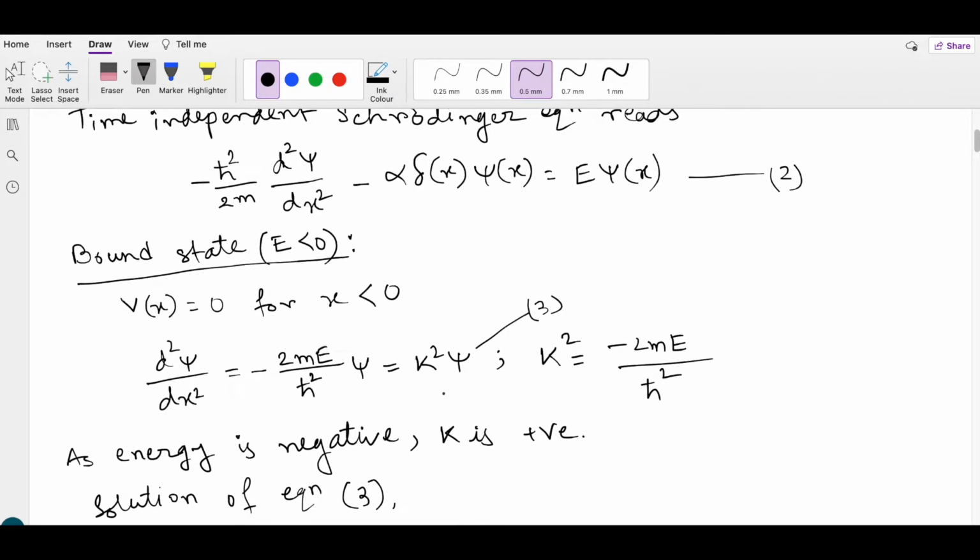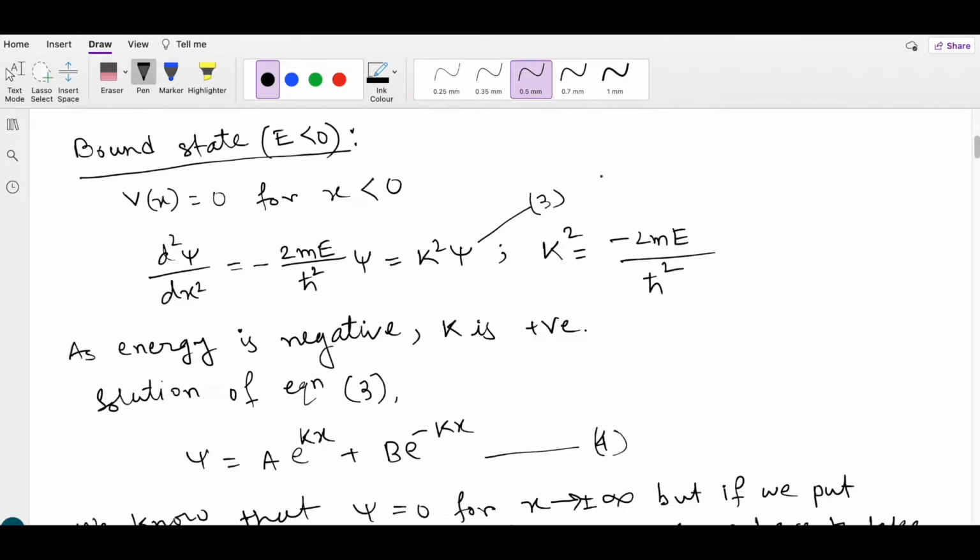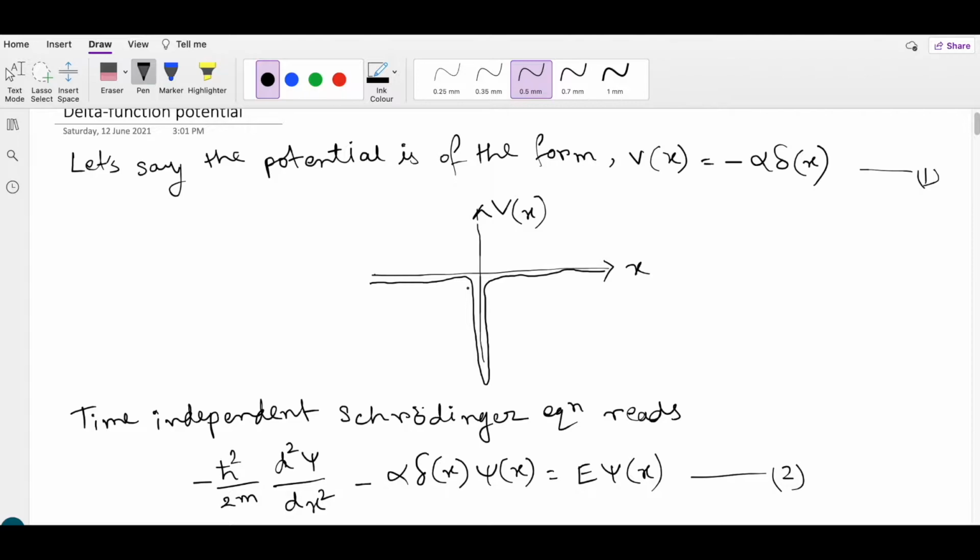Now let us talk about bound states. We have already discussed bound states and scattering states in great detail in the previous lecture, so if you haven't seen that, please see the lecture before you come to this lecture. So let's begin with bound states. We can see from the figure that the potential is 0 for x less than 0 as well as for x greater than 0, but there exists an infinite potential at the origin.